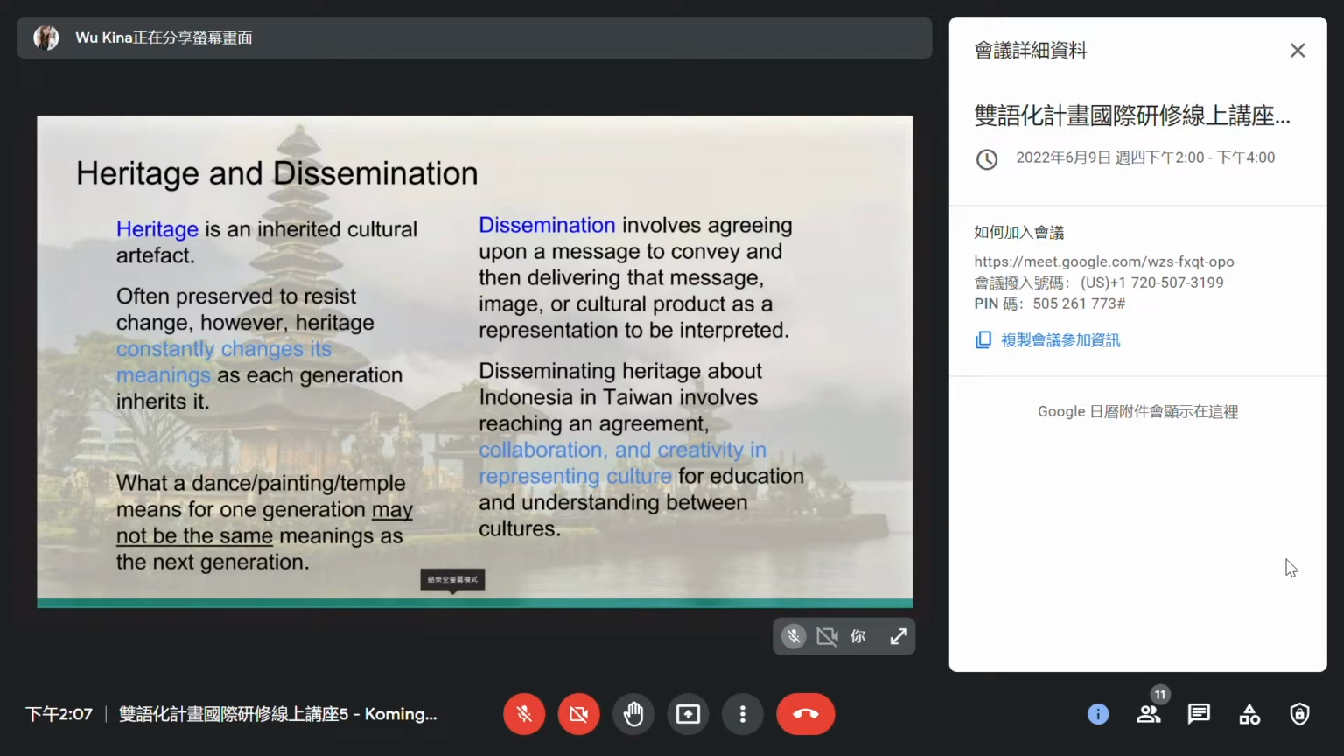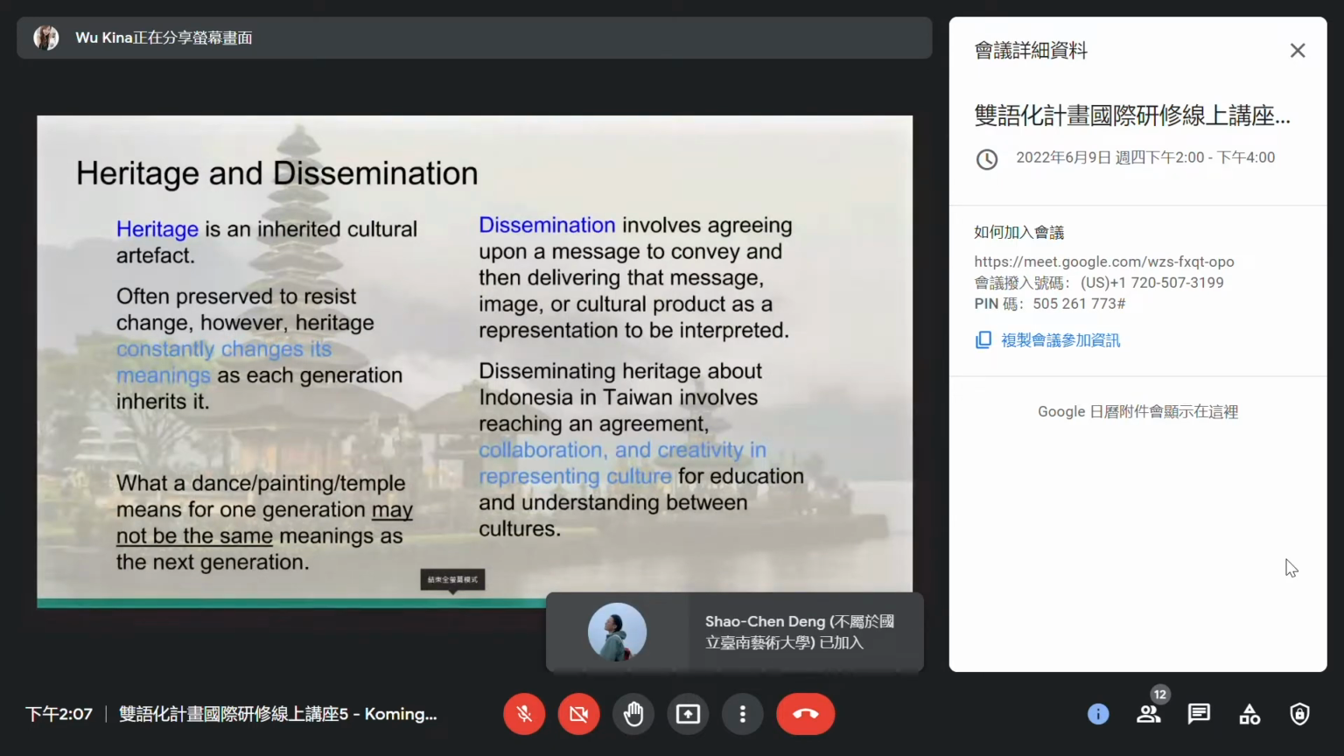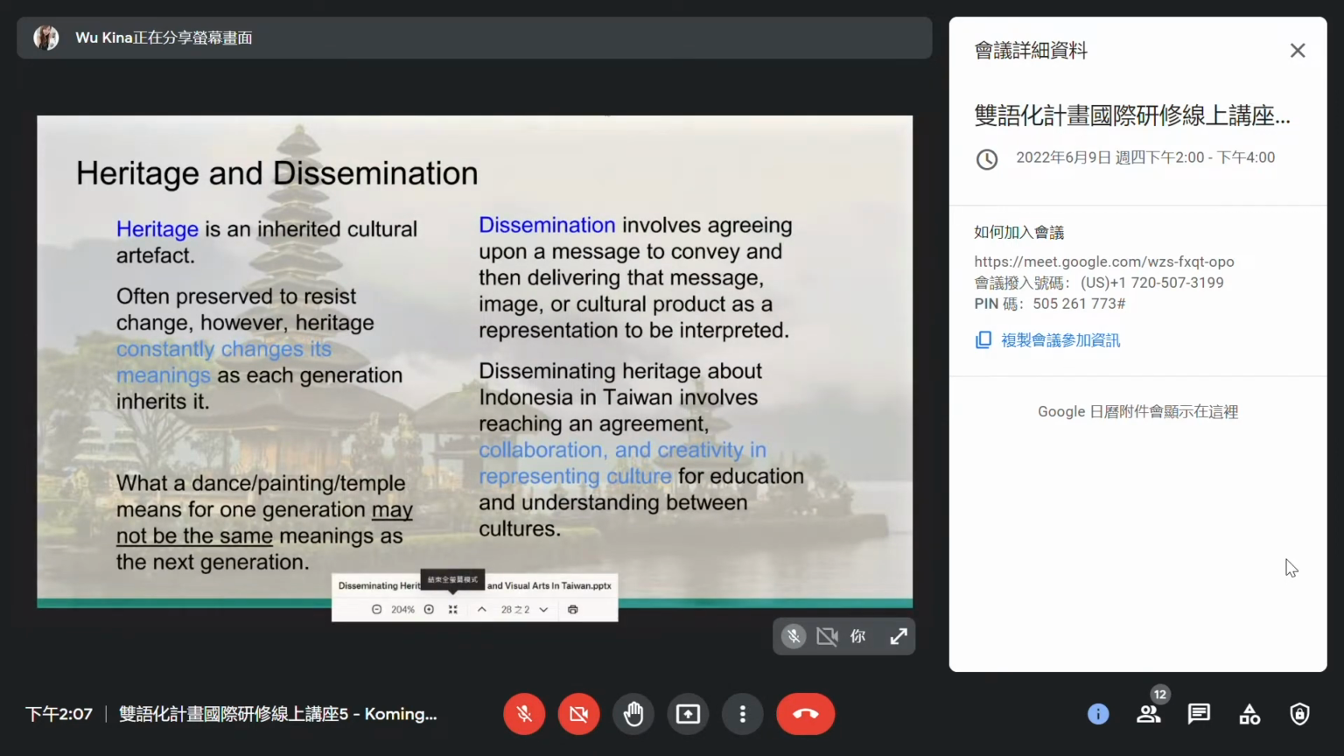And then term number 2 is dissemination. If you don't know the word dissemination, it's like contribute or spread. So dissemination involves agreeing upon a message to convey and then delivering that message, image, or cultural product as a representation to be interpreted. So disseminating heritage about Indonesia in Taiwan involves reaching an agreement, collaboration, and creativity in representing culture for education and understanding between cultures.